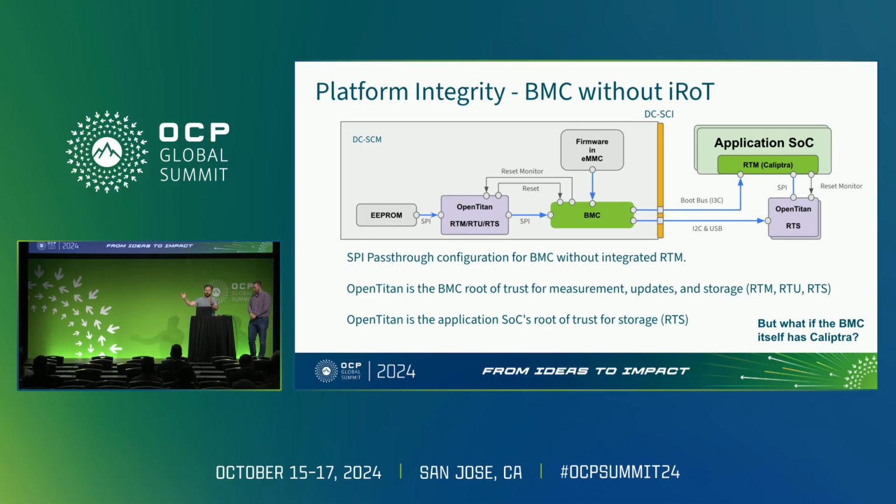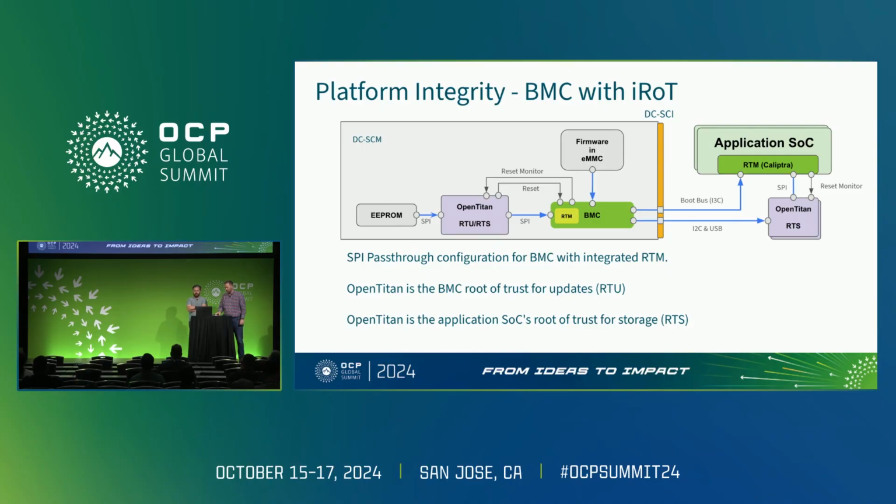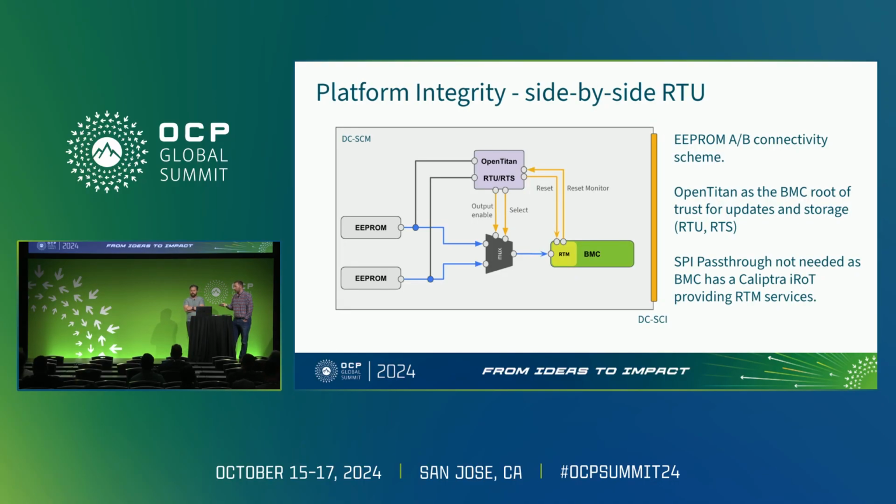So the boundary of the DCSCA card just becomes, in a way, proxy to the platform root of trust in this example. So we want to move towards putting Calyptra anywhere it can. So we'd bias towards something like this, and then from here towards something which looks like this for simpler integrations, where OpenTitan is just RTU, RTS.